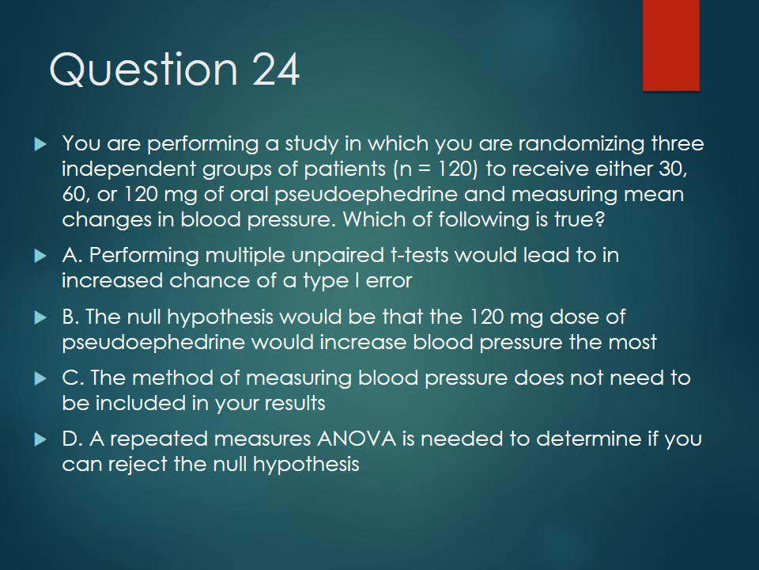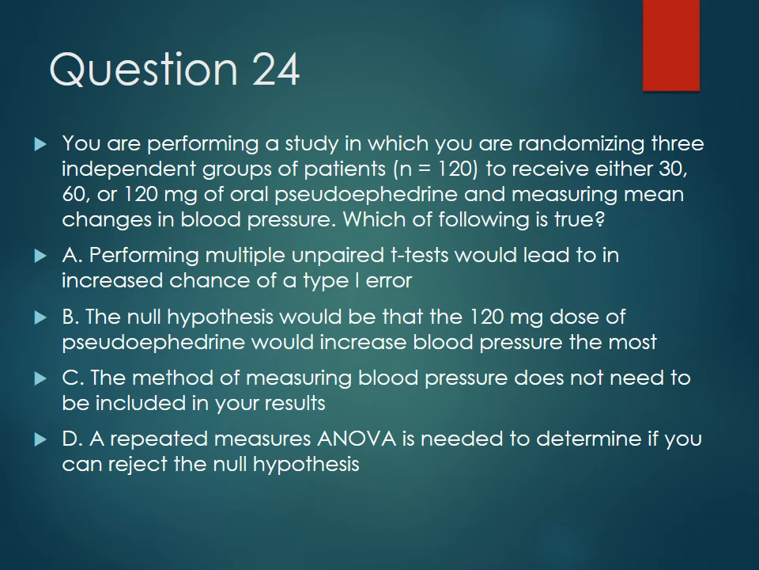So for your last question, you're performing a study in which you're randomizing 3 independent groups of patients, N is 120, to receive either 30, 60, or 120 milligrams of oral pseudoephedrine, otherwise known as Sudafed, and measuring the mean changes in blood pressure. Which of the following is true? I'm going to skip A for the time being, but go down to B.